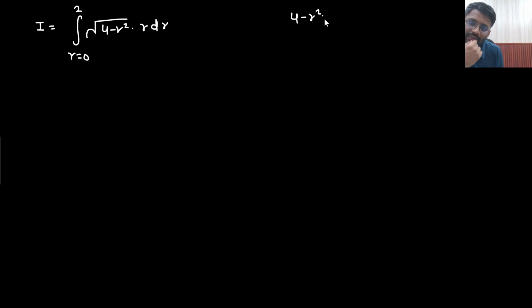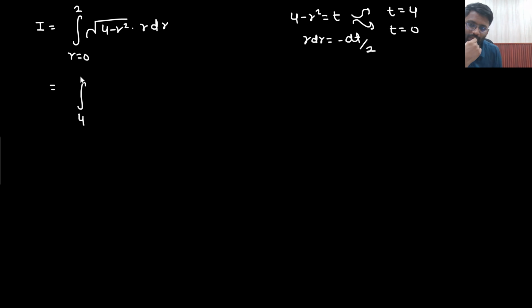So 4 minus r square equals t. So r dr would be equal to minus dt by 2, because you would be getting minus 2 r dr. If the value of r is 0, then the value of t will be 4. And when the value of r is 2, then the value of t will be 0. So you are going from 4 to 0. This will be under root t dt by 2 with the negative sign outside.